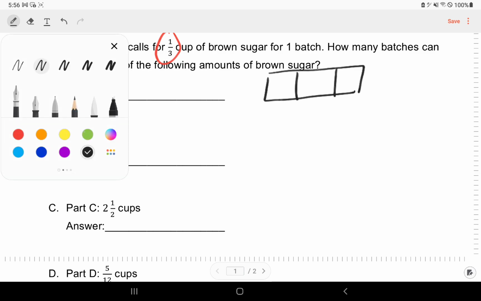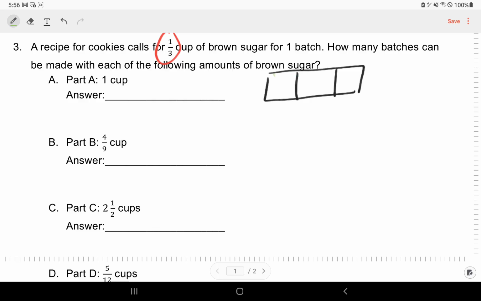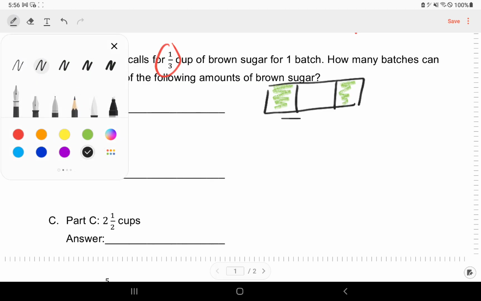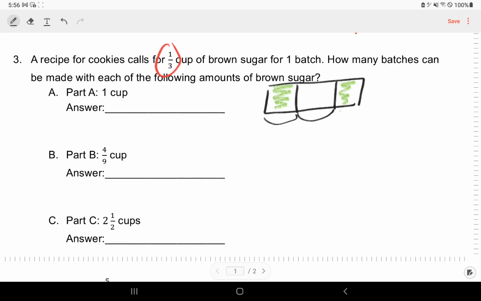And so when we do our shading, it's a group of 1 each time. And so that's one group, one group, one group, and so 3 batches. Now the second one gets a little more complicated.